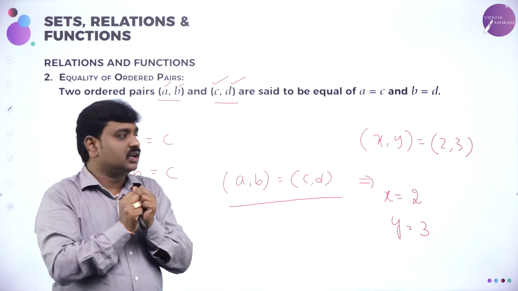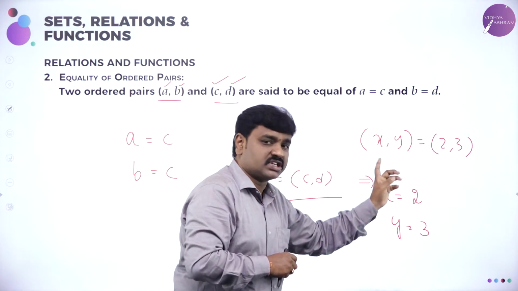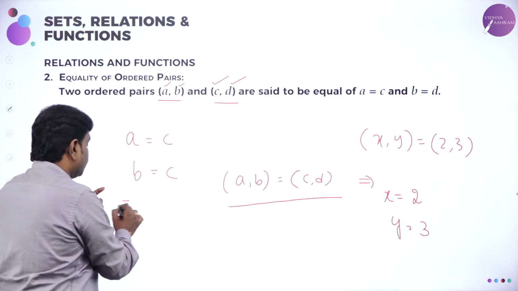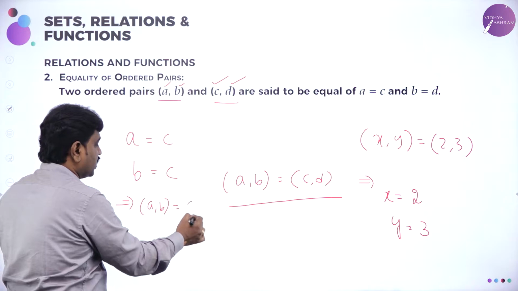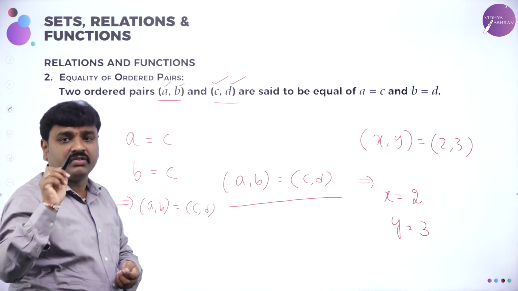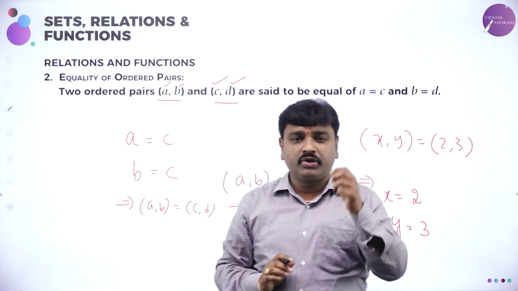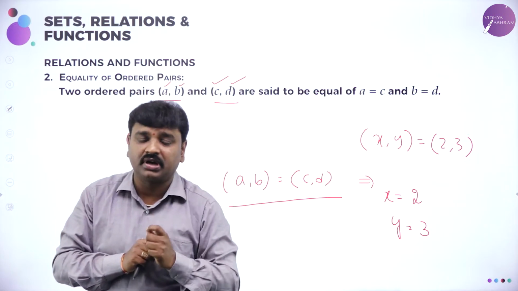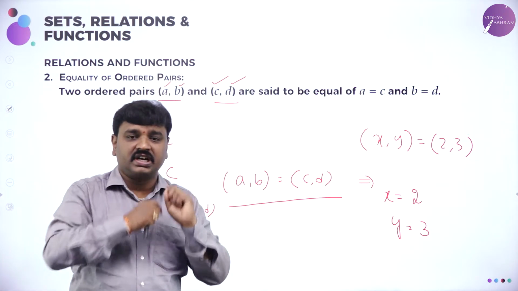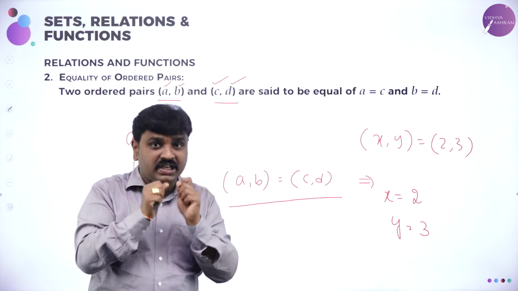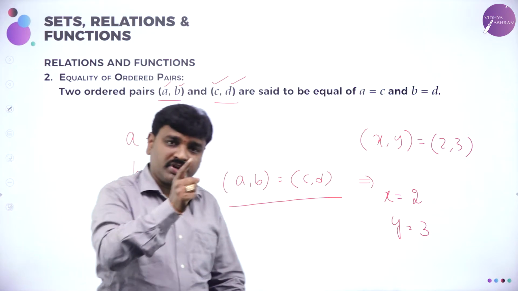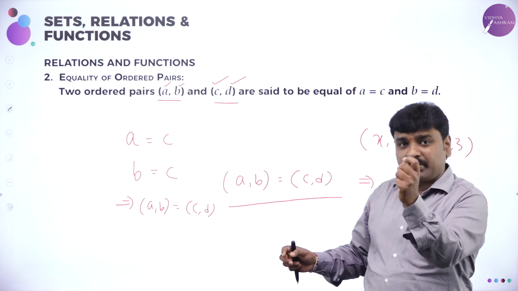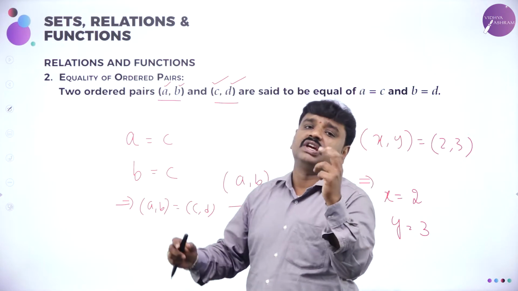If two ordered pairs are equal like this, then the first element should be equal to first and second should be equal to second. Or if first is equal to first and second equal to second like this, that implies (a, b) should be equal to what? (c, d). This is the equality of ordered pairs. So before we go to relations and functions, first you should know what is Cartesian product and what is an ordered pair. Now I am teaching ordered pair. Ordered pair (a, b) means a is the first element, b is the second element. If two ordered pairs are equal, then the first element should be equal to first and second to second, and vice versa. If the first element of one ordered pair is equal to the first element of the other and the second is equal to the second, then the ordered pairs are equal.